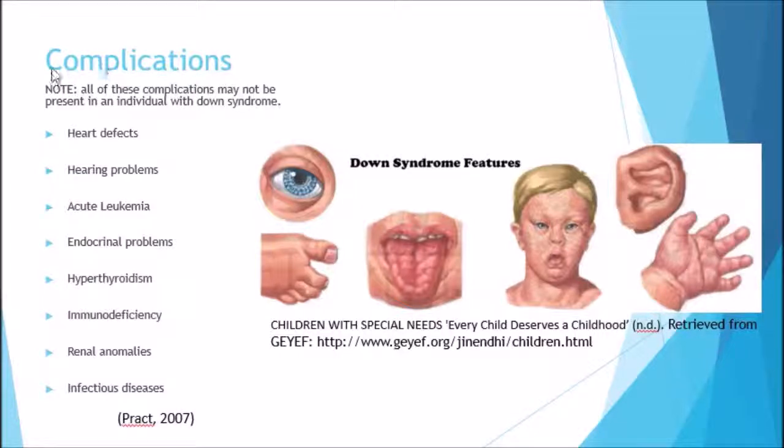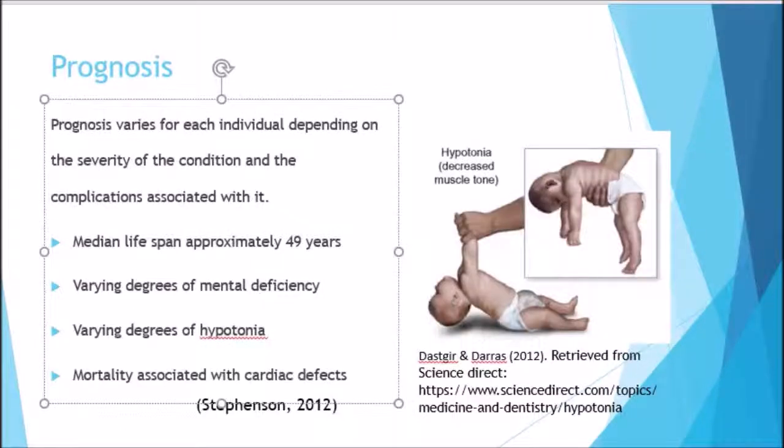Some complications associated with Down syndrome include heart defects, hearing problems, acute leukemia, endocrinal problems, hyperthyroidism, immunodeficiency, renal anomalies, and infectious diseases. Do note that all of these complications may not be present in an individual with Down syndrome. The prognosis varies for each individual depending on the severity of the condition and the complications associated with it.